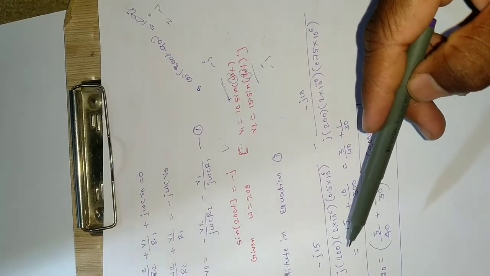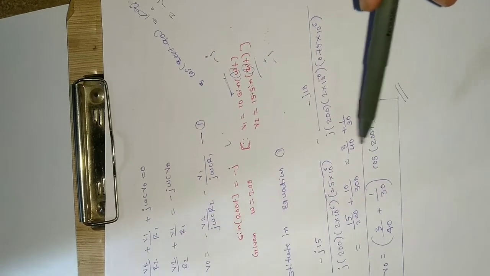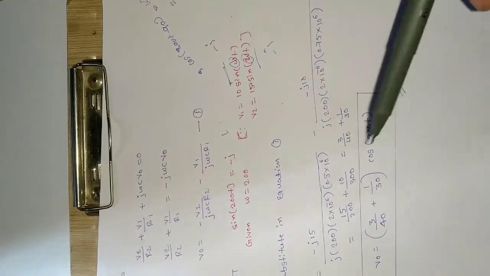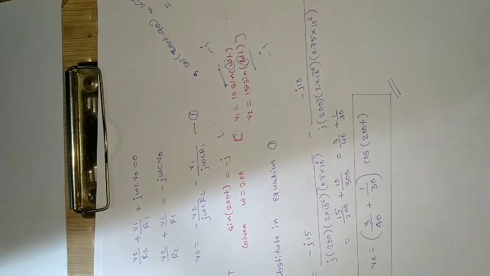With omega equal to 200, when you plug in the values and simplify, we will be left with 3 by 40 plus 1 by 30, times cos 200t. So this is the output voltage for the integrator circuit.